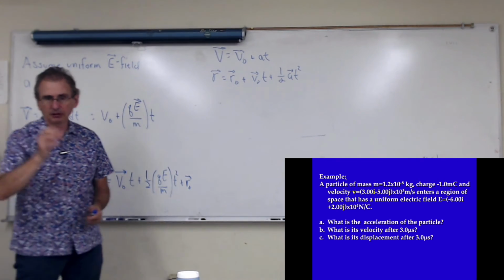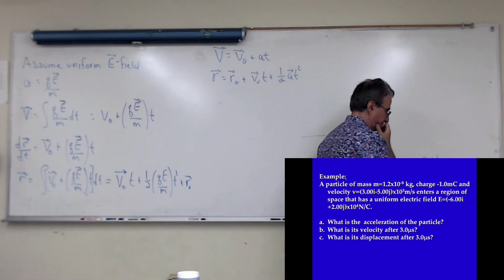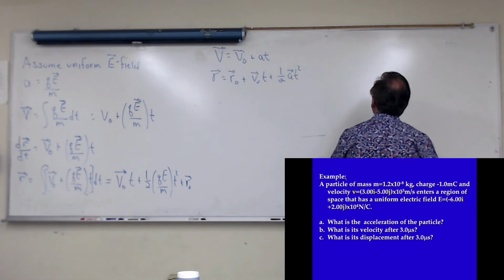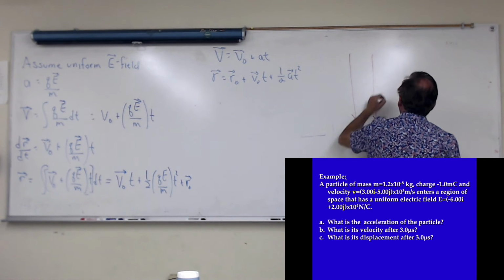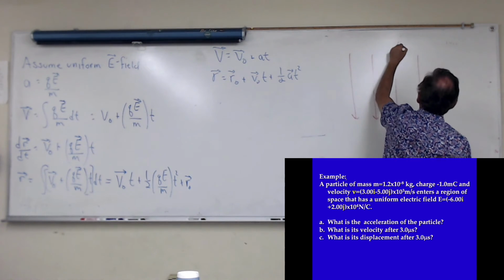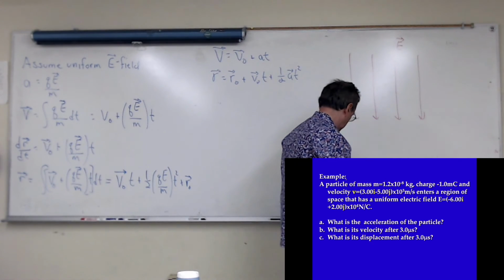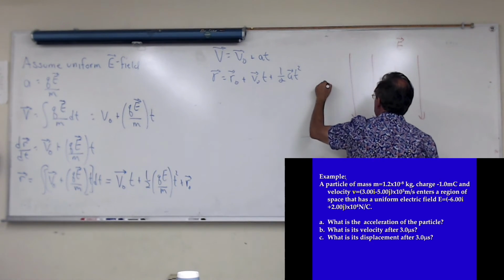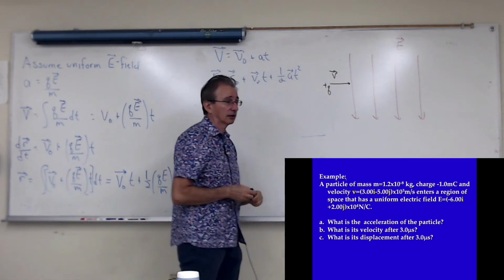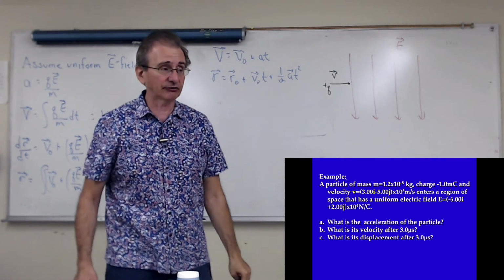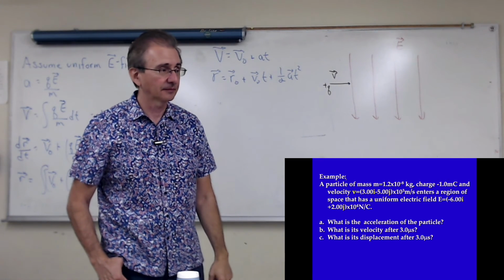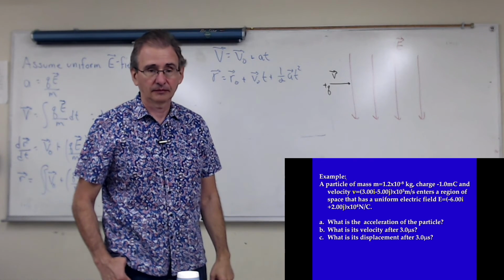So let me give you an example. Suppose I have an electric field that points downward and is uniform. I'm going to draw the arrows. So E points downward, the same value in this region. And suppose I have a positively charged particle with some initial velocity v moving to the right. What happens when it enters the region where it has the electric field? What's going to happen to the particle? You tell me. Anybody?